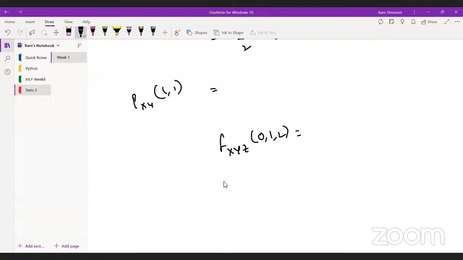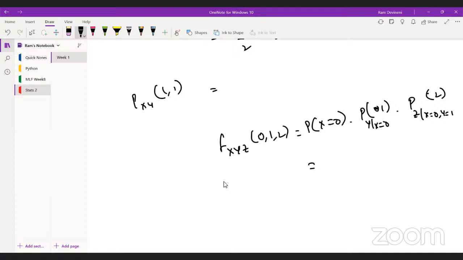The way I'll write it is using the conditional probability. First I'll write probability of x equals 0 multiplied by probability of y given x equals 0, of 1, multiplied by probability of z given x equals 0 and y equals 1. Is this formula all right for you to understand?